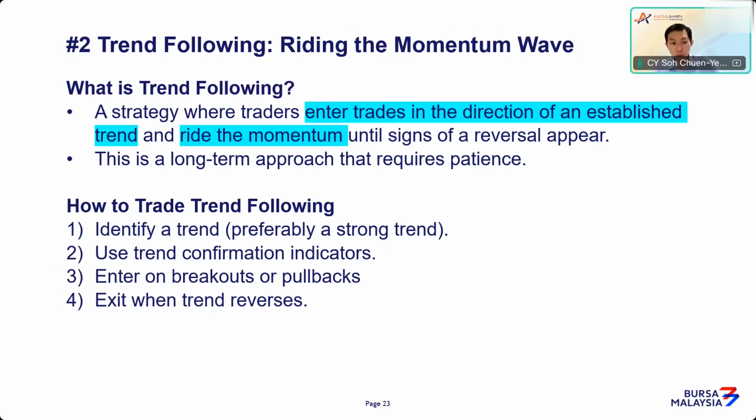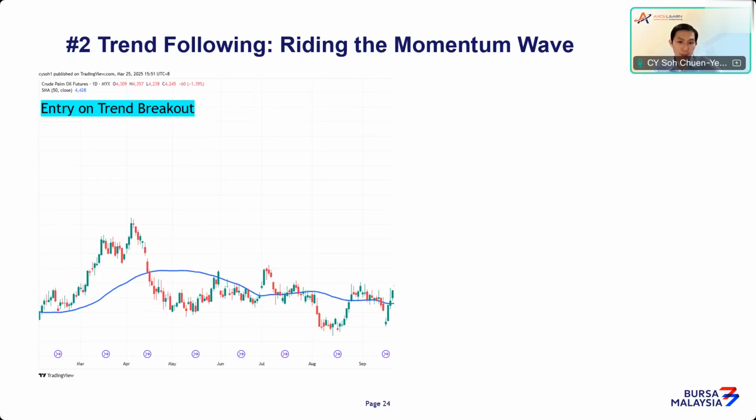Thirdly, if you're doing trend following, you can enter on breakouts or also pullbacks. And lastly, you will exit when the trend reverses. So what do we mean by that? Let's have a look at this chart. In this example, we will be using the moving average indicator to identify a trend. For those of you who are really familiar with moving average, when price is above the moving average, it means an uptrend.